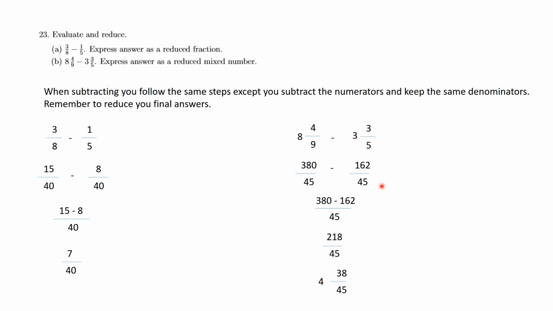Here, again, we already found what these were as improper fractions, so we subtract the numerators and change our answer to a mixed number, 45 into 218, and it reduces down to 4 and 38 over 45.